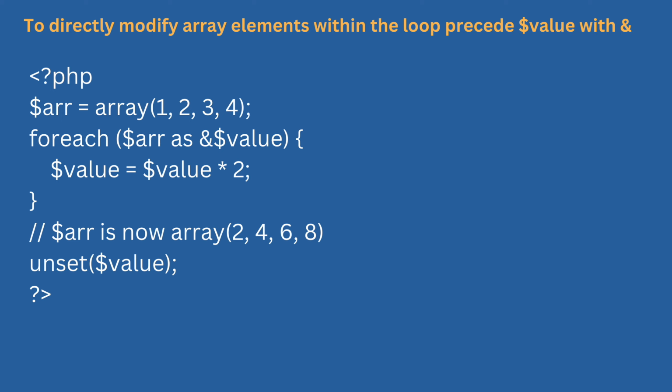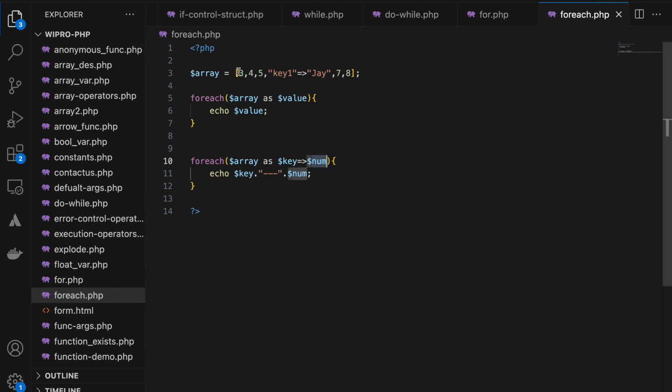There is also one little thing. Suppose that this value I'm making a number again, and if I'm typing dollar value equal to dollar value into 2, and here I am extracting the address. What will happen, guys?